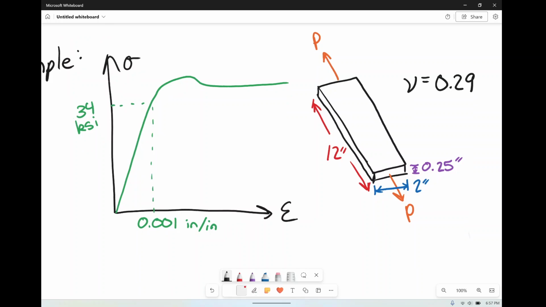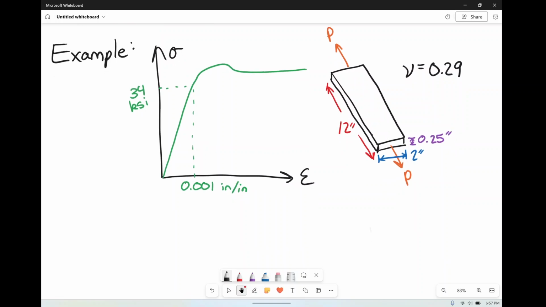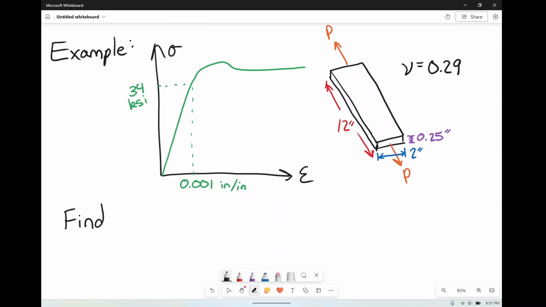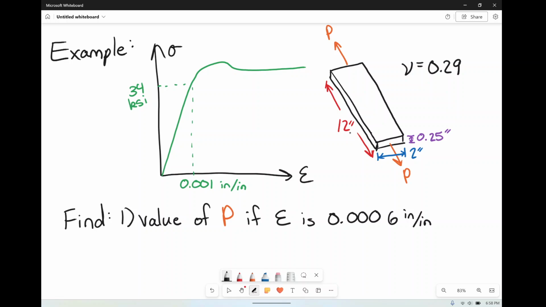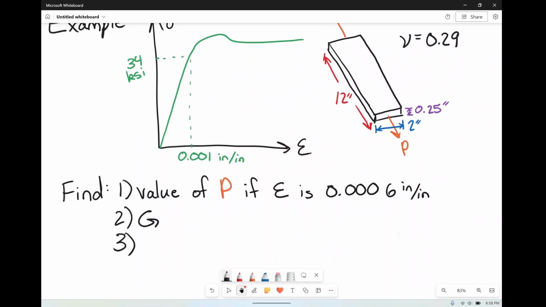And what we want to do, we want to find the following things. So we want to find, number one, the value of P that we have here on our little strap, the value of P if the strain is 0.0006 inches per inch. And that's just not enough stuff to find. So number two, what we're going to find is why not also calculate modulus of rigidity. And number three, we're going to calculate more stuff.